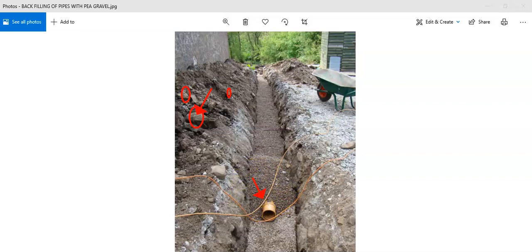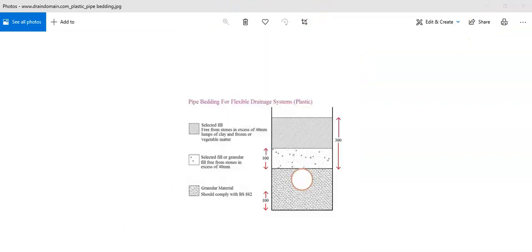We have got here a drawing which shows the specification. Sorry, let's take this off now. In every project you have a drawing which gives you the details, and we call it specification. What we got here is the pipe, and it's been laid on the pea gravel.